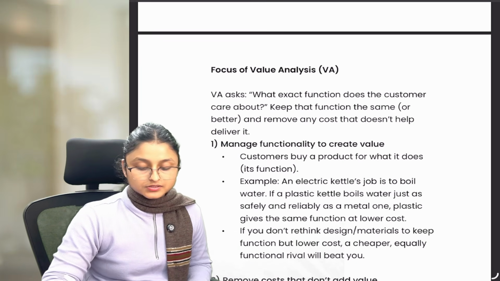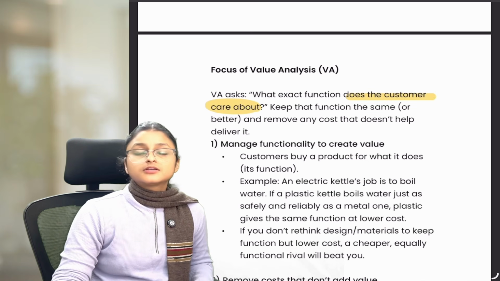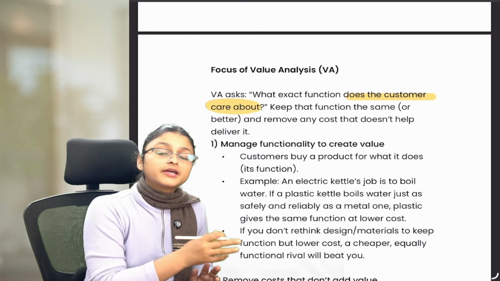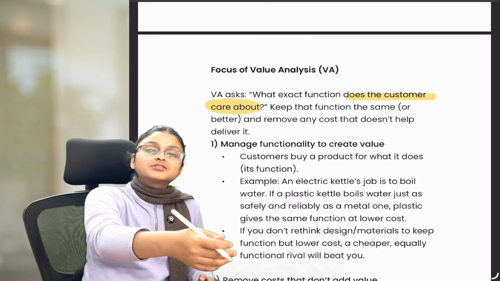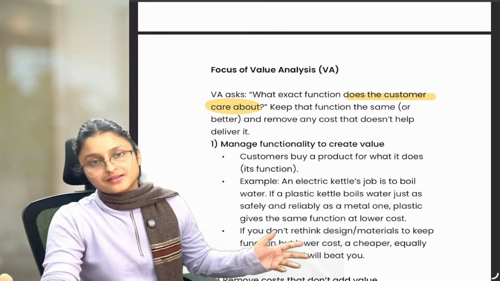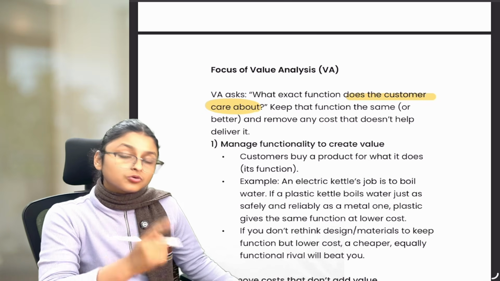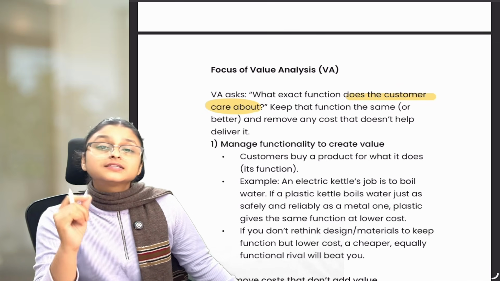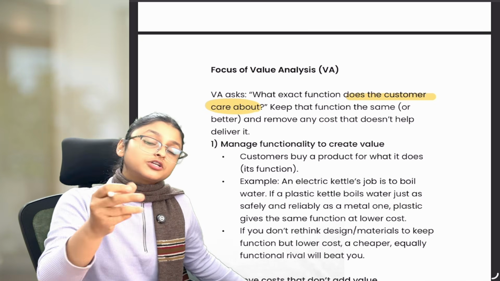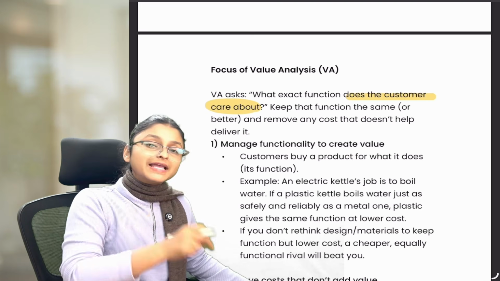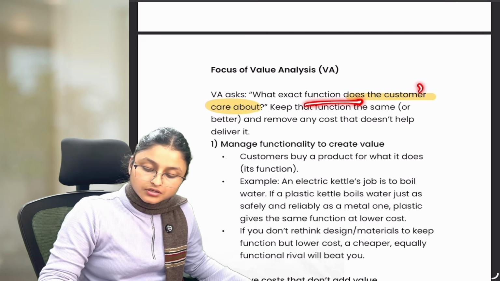Next comes focus of value analysis. Value analysis's main focus is what exact function the customer cares about. Keep all those functions which customer cares about most. But if you are able to improve those functions, it's much better. Like in a calculator, both the local calculator and the branded calculator are providing the same intended function. But as Casio is performing that particular function better, the chances of buying that particular product are higher.